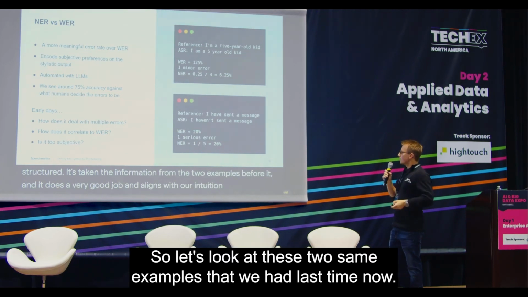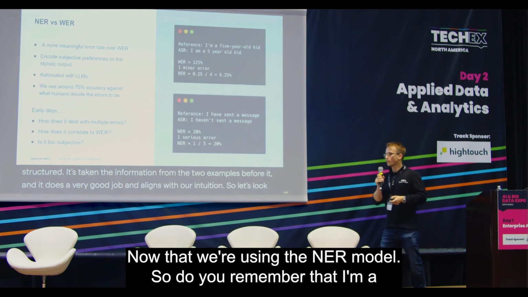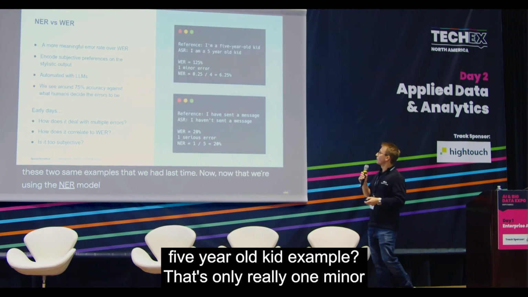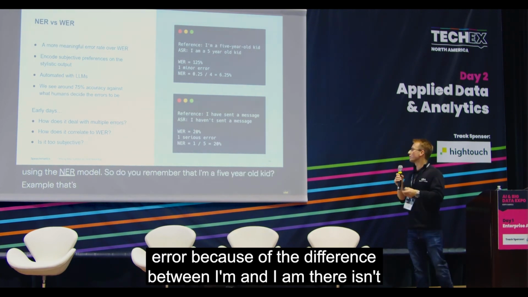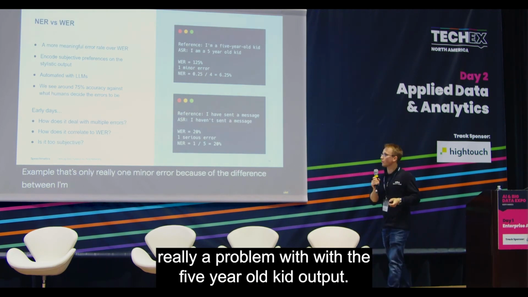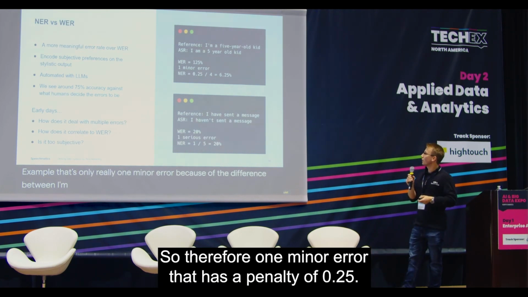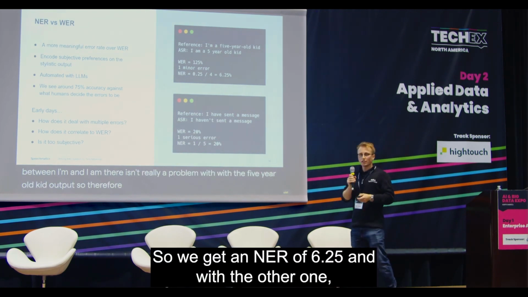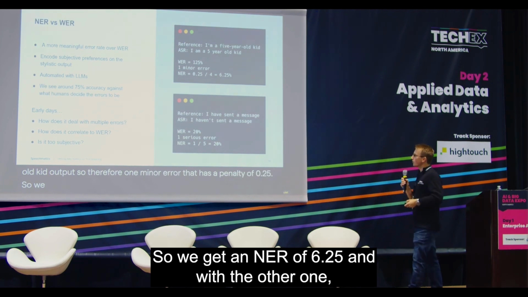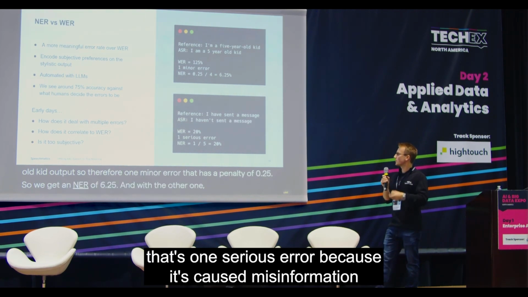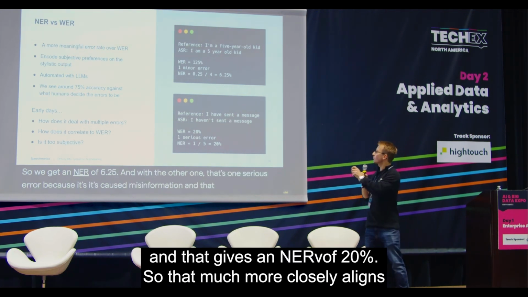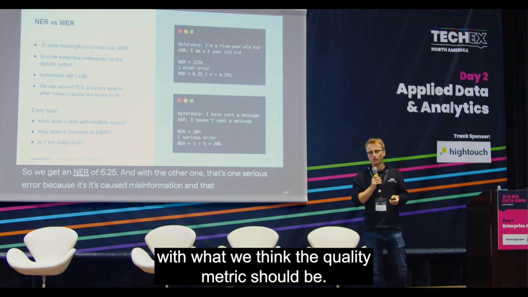So let's look at the same two examples that we had last time, now that we're using the NER model. Do you remember the I'm a 5-year-old kid example? That's only really one minor error because of the difference between I'm and I am. There isn't really a problem with the 5-year-old kid output. So therefore, one minor error, which has a penalty of 0.25. So we get an NER of 6.25. And with the other one, that's one serious error because it's caused misinformation, and that gives an NER of 20%. So that much more closely aligns with what we think the quality metric should be.